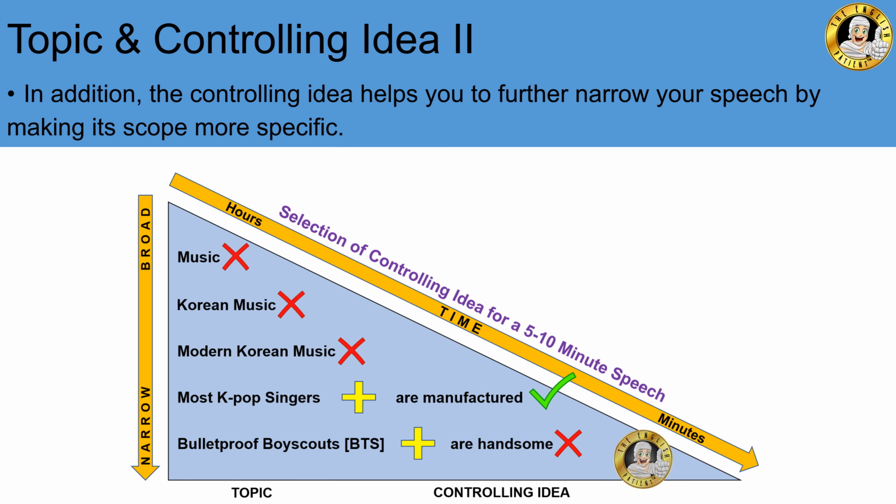However, if you try to narrow it down a little bit further and choose a topic of BTS, for example, and your main idea or your controlling idea is then going to be simply that they are handsome, then this might be a little bit short for a 5 to 10 minute speech, because you're not really going to have enough to say to last that particular length of time. So in this case, then, let's go ahead and choose K-pop singers as our topic, and our argument is going to be that most of them are manufactured.